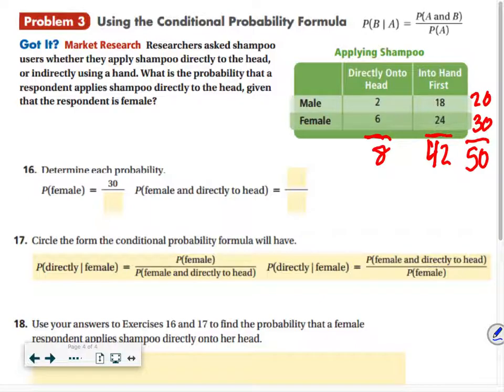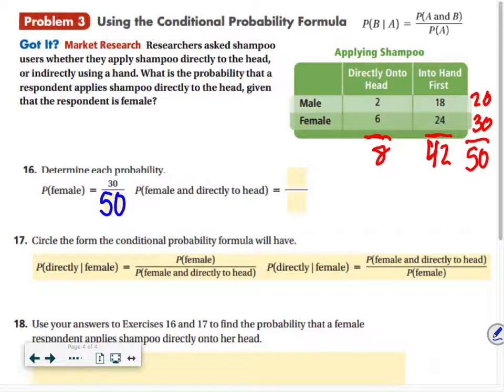Okay. So remind me again what we do if there's no vertical bar. Total. Divide by total. What's my total? 50. Just stop at 50. I want to know the probability of being female and directly applying shampoo to my head. 6 is the top. So you're telling me 30 females directly apply shampoo to their head?